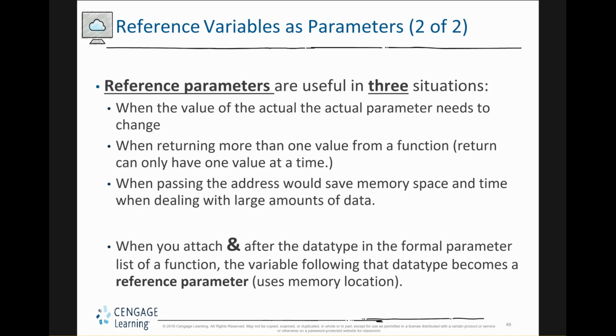When you attach the ampersand, or that little and sign, after the data type in the formal parameter list of a function, the variable following that data type becomes a reference parameter, or it uses a memory location. This is the last slide for Part 9. Part 10 of Chapter 6 will discuss value and reference parameters and memory allocation, local versus global parameters, and the rules to access identifiers.